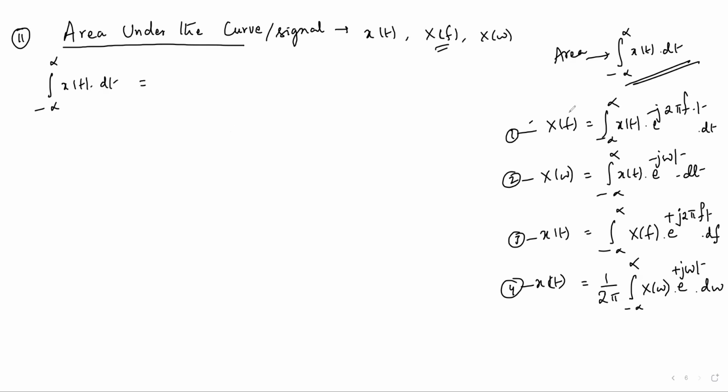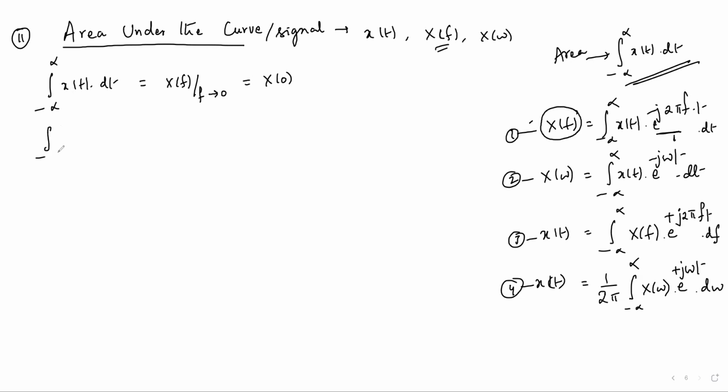What to do? If you consider x of f, this exponential, if it is equal to 1, then the remaining is the area under the signal x of t. That means consider x of f. To make that exponential equal to 1, take the f value 0, so that e to the power of 0 is 1. That is nothing but capital X of 0. So to find the area under the signal x of t, if you know the corresponding Fourier transform x of f, take the origin value of x of f. It will give the area of the time domain signal. That is the meaning of this.